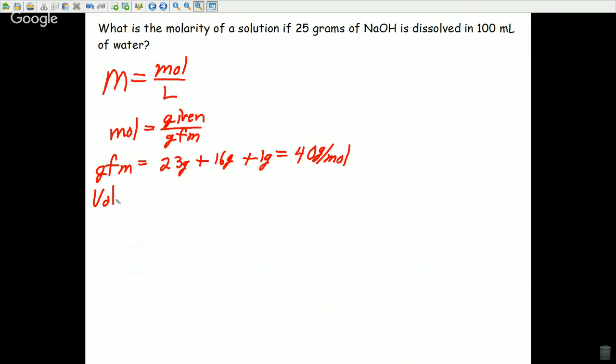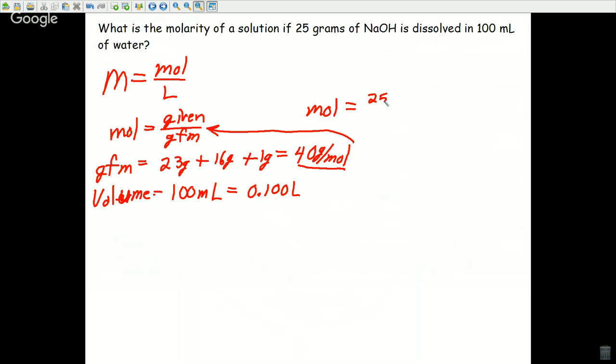And the volume is 100 milliliters, which is equal to 0.10 liters. So getting back to this, I got to plug it into this equation now. So moles is 25 grams divided by 40 grams per mole, which gives me 0.625 moles.